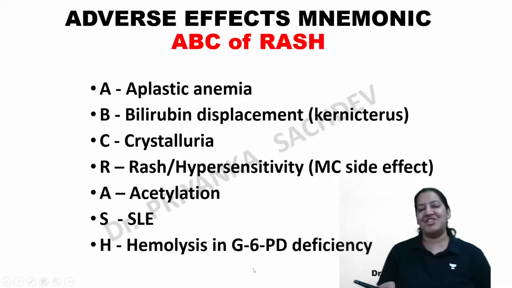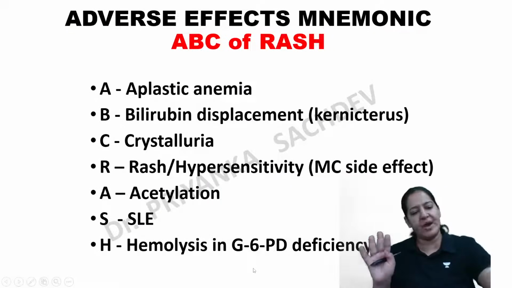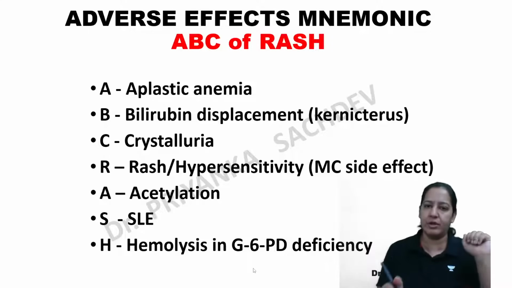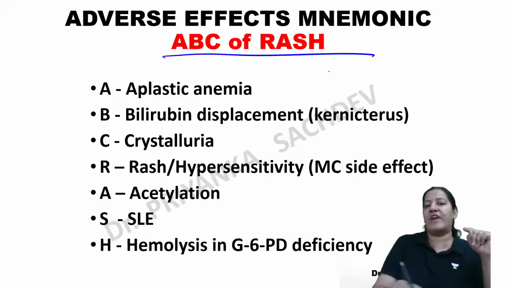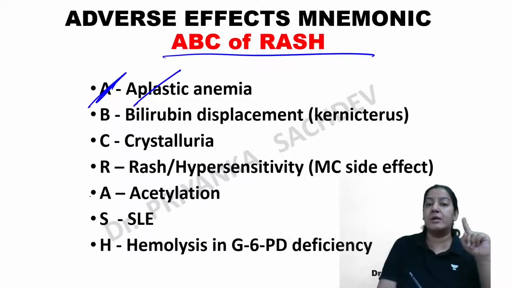Okay. So coming to the adverse reactions, I have told you that for adverse reactions as well as uses, I will try to give you a mnemonic. In maximum, 90% of cases, I will give you a mnemonic. The mnemonic here is ABC of rash. A stands for aplastic anemia.